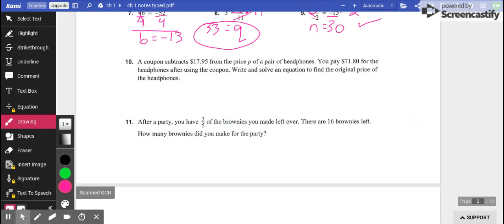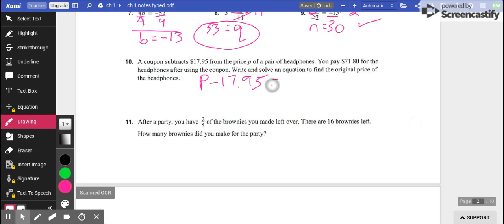So go ahead and take a second, see if you can set up the equation. When you think you've got it, go ahead and unpause the video and then continue and check and see how you did. So a coupon subtracts $17.95 from the price of P. So P is how much they cost. We're subtracting $17.95 from it. The order of this subtraction does make a difference. We don't want to do the $17.95 minus the P. We're subtracting that $17.95 from the original price.